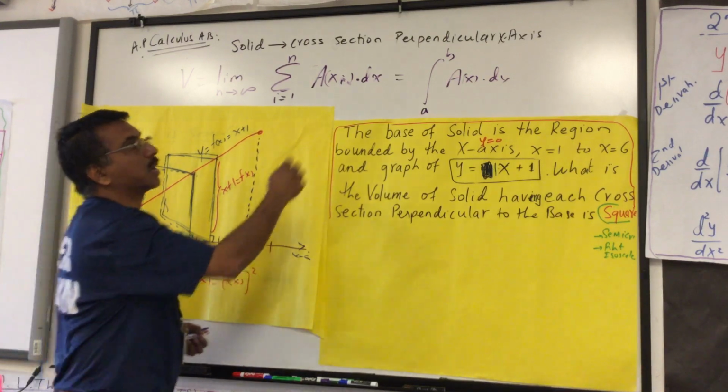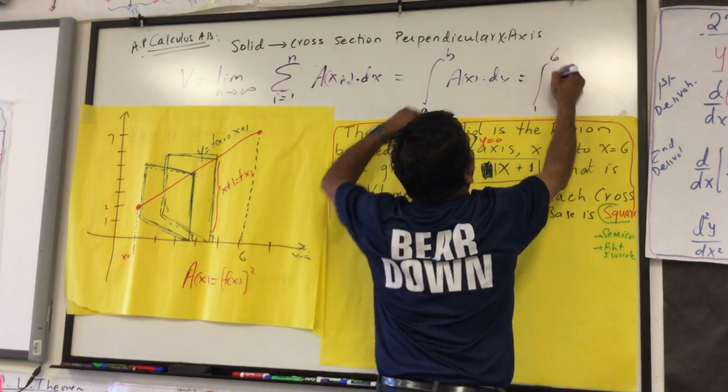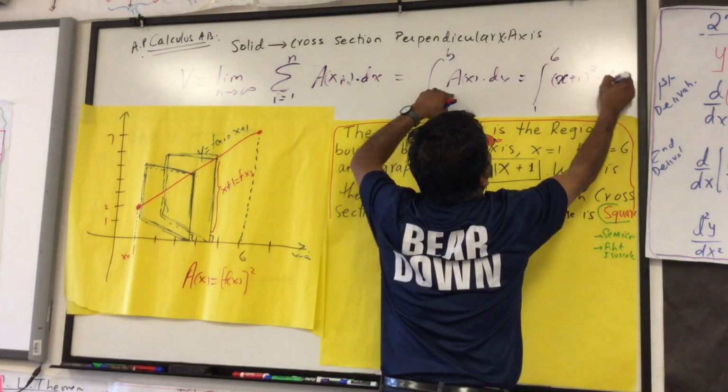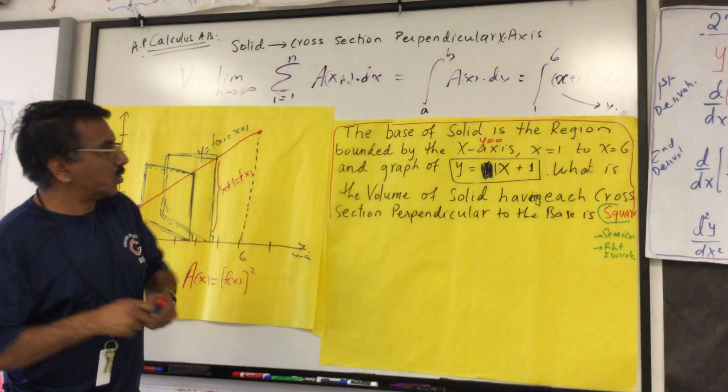So that's all you're going to plug in right here. And we can easily do this problem from 1 to 6, the integral of (2x plus 1) squared dx. And then the rest you know how to do. So the point is, how do I show this?